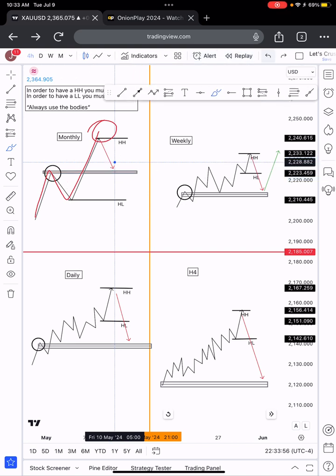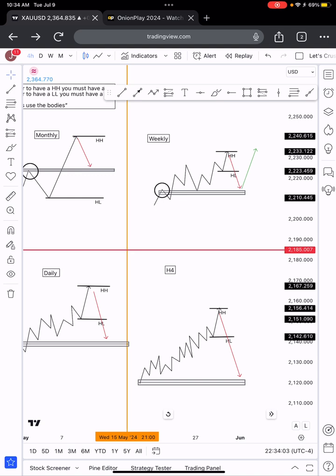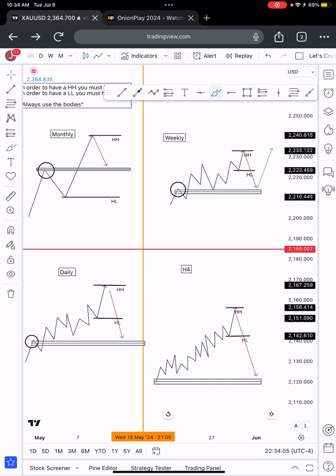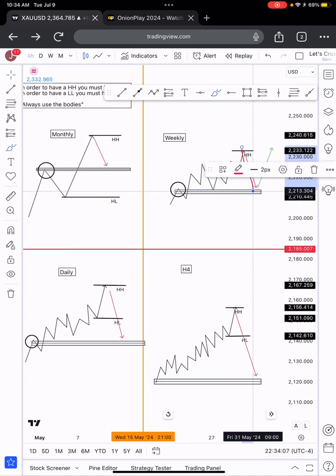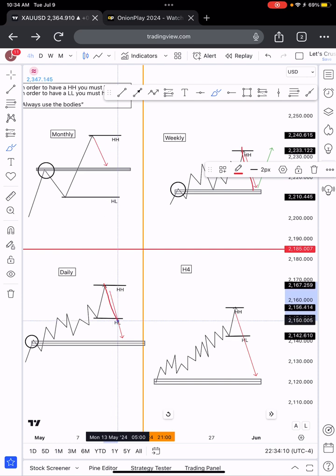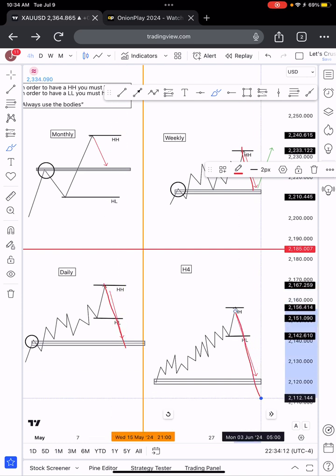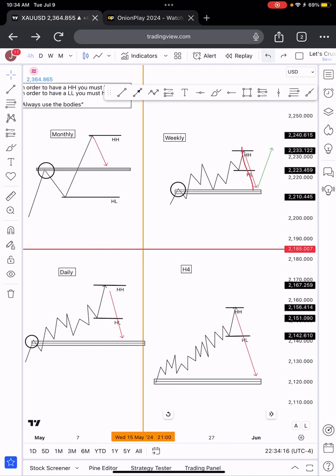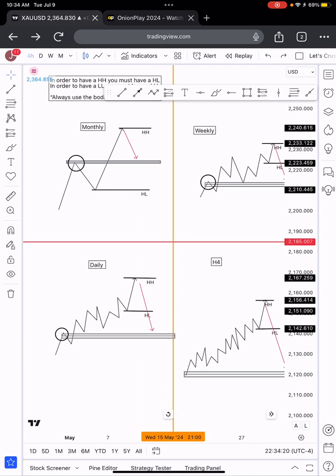On the lower time frames, however, it's going to look like a deeper pullback, right? On the weekly time frame it's going to look more significant, on the daily it's going to look more significant, and on the 4 hour it's going to look more significant. But you have to always keep in mind where you are in the move in terms of the higher time frames. So I'll give you an example.